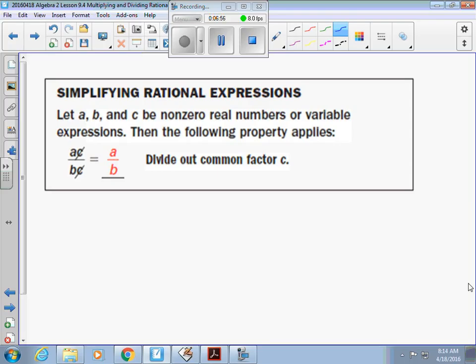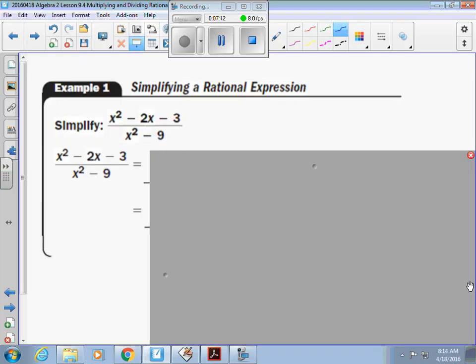If a is multiplying by c and b is multiplying by c, then c is the same at both the top and the bottom. And if it is, in the numerator and the denominator, it can cancel itself out. C cancels out c. You're left with a over b. Example number 1 says x squared minus 2x minus 3 over x squared minus 9. So we have a numerator and a denominator that we can factor.